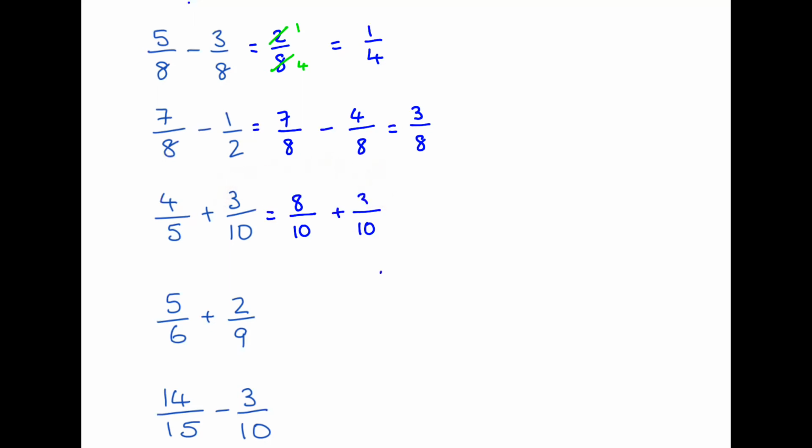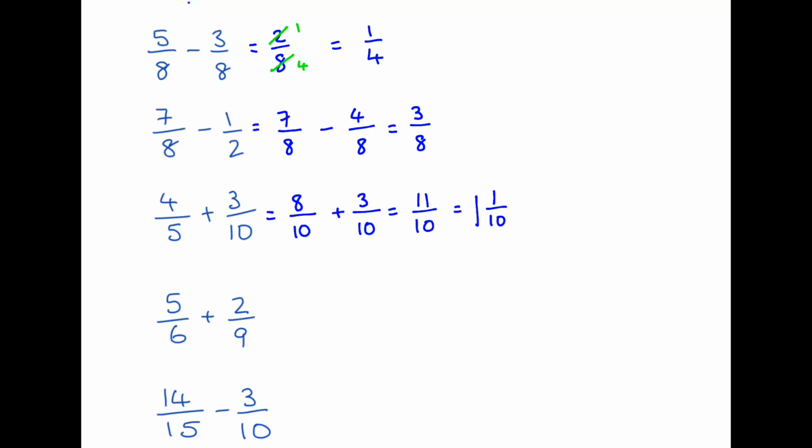the 3. So altogether, 8/10 and 3/10 makes 11/10, which of course you can see is an improper fraction. So if we wanted to, we could change this into a mixed number. So we do top divided by bottom. So 11 divided by 10 is 1, and you've got 1 left over.